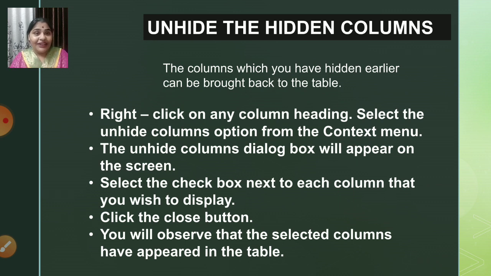As soon as you select the unhide columns option from the context menu, one dialog box will appear, children, and on that dialog box you will see all the column names, all the column headings which you hid earlier. Select the checkbox next to each column which you want to unhide, and as soon as you close the dialog box, whichever columns you have selected from the list will be unhidden. The list will be of the hidden columns which you have already hidden with the hide columns option.